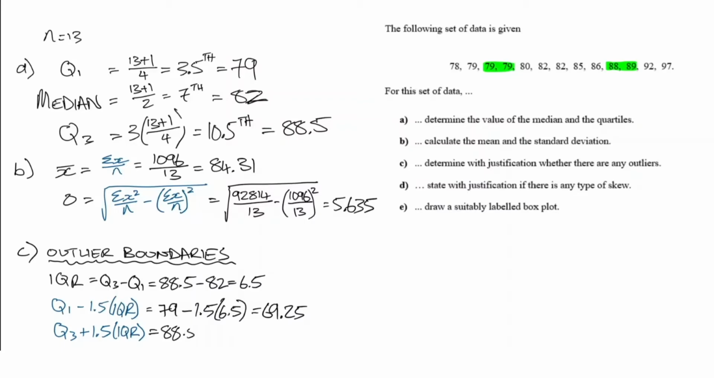The upper boundary is going to come from Q3 plus 1.5 IQR, and that gets us 98.25. Once again, my largest value is within the outlier boundary, so there are no outliers. All of my data is within these two boundaries. I have no outliers in my data.